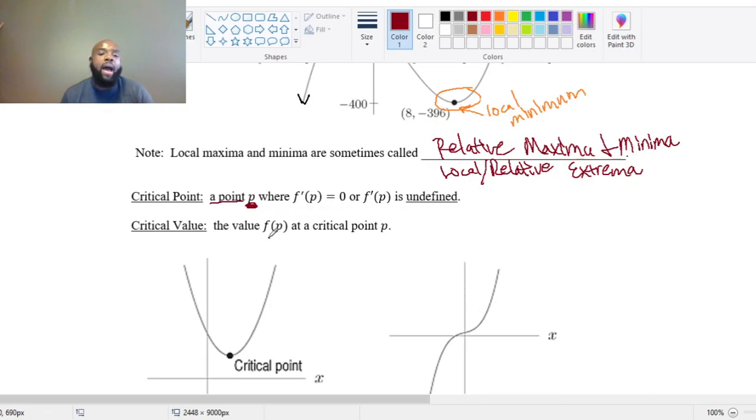So this is the y coordinate and this is the x coordinate. If you think in terms of your xy plane, x being your input variable, y being your output variable. All right. And so critical points where your derivative equals zero.